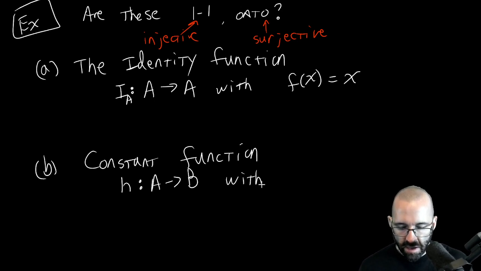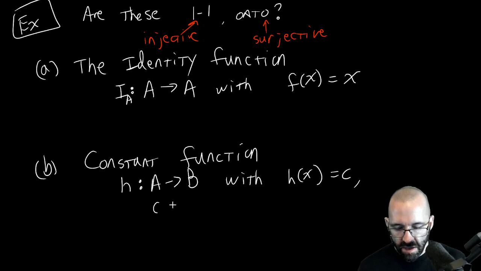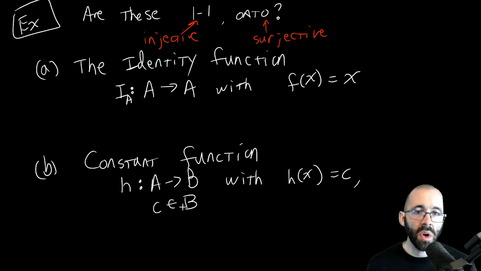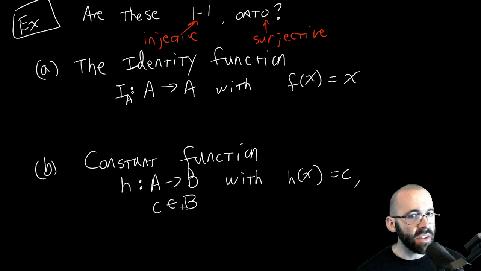And h of x is some constant c. And c is some constant in the set B. Is this one-to-one? Is this one onto? So pause the video if you need some more time. Think about these and write down your answers, and then we'll go through it together.